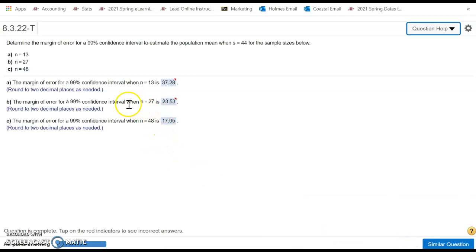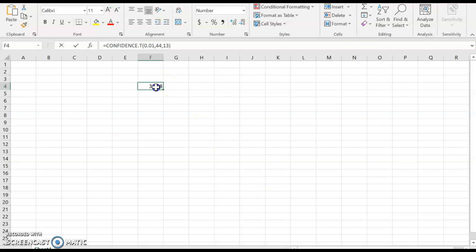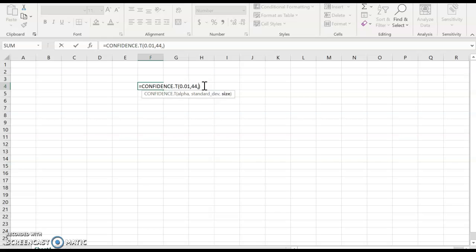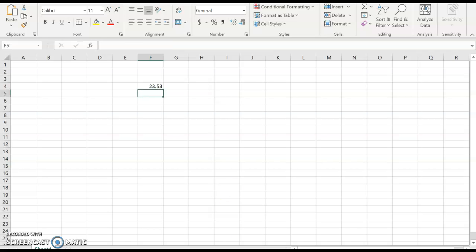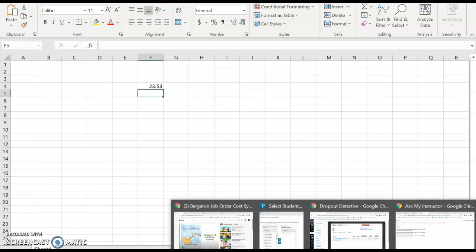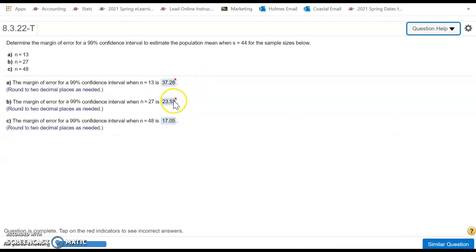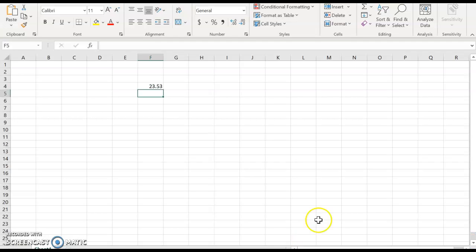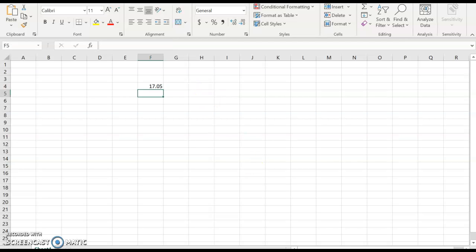Then for the next one, everything will be the same except for N. N is going to be 27. So all we need to do is change this to 27, and now we get 23.53, which is the second one. And then if N is 48, we would change this to 48, and then it would be 17.05.